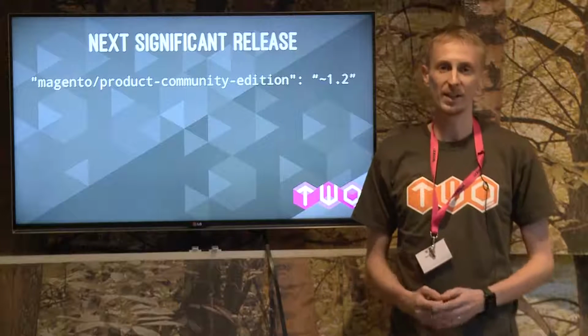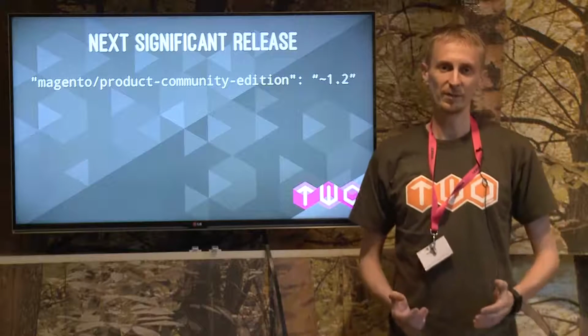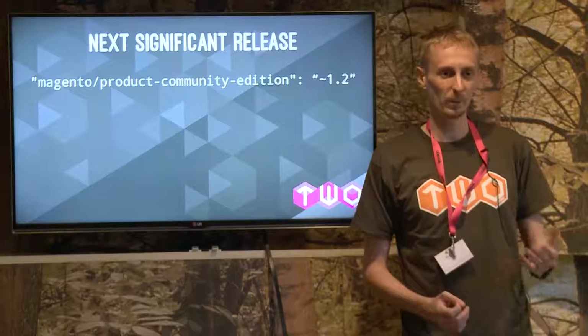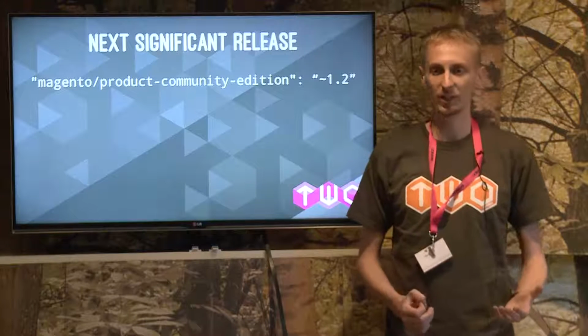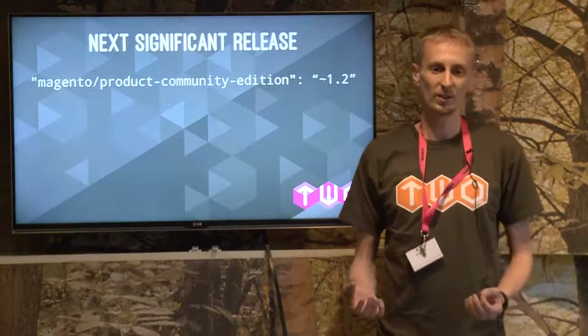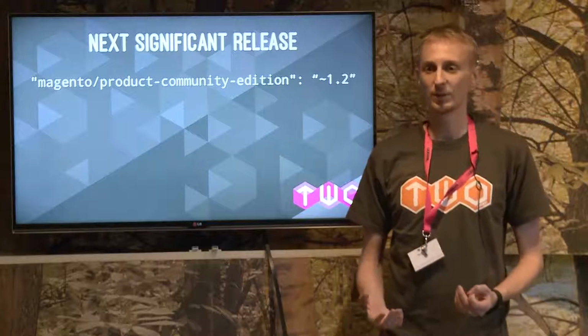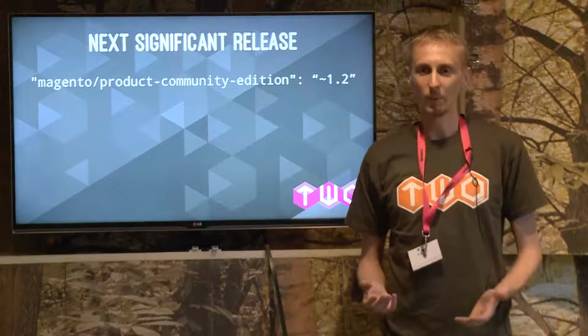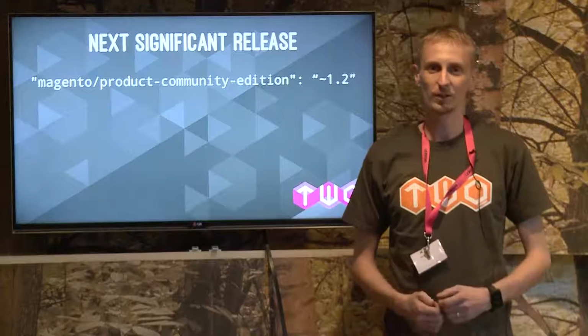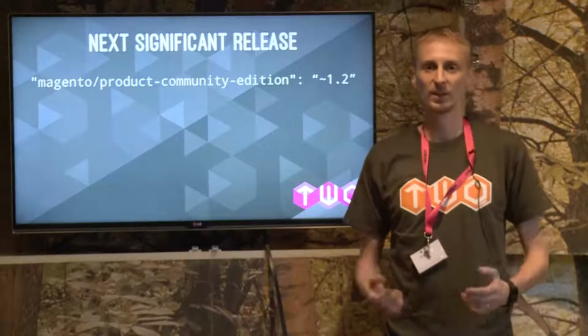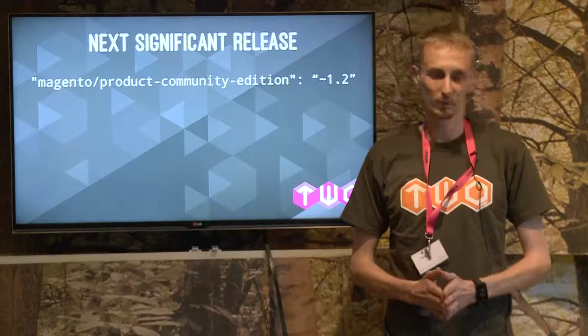Or we can say we want the next significant release. A rather far-fetched example, but if we're using Magento 1 in a Composer project, we could say that the next significant release we'd want to be Magento 2. It wouldn't quite work because of the two different architectures, but it's a way of seeing that we can always pull in the next significant releases via our Composer manifest file.